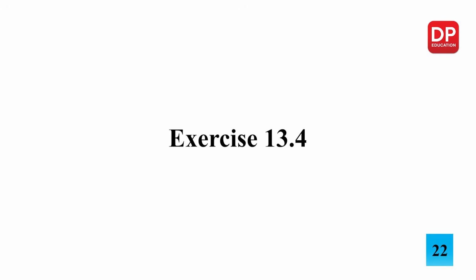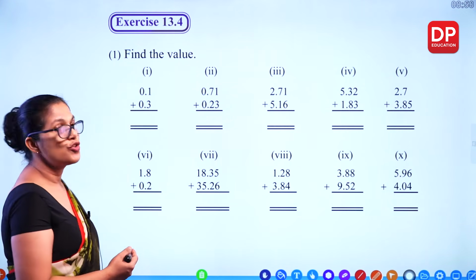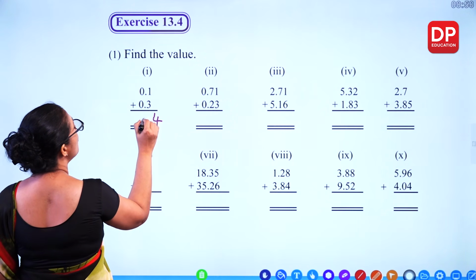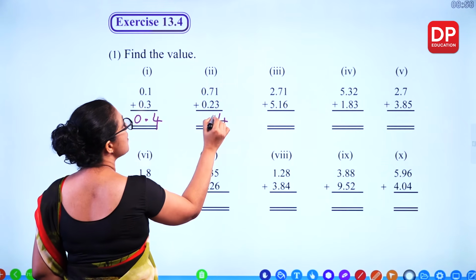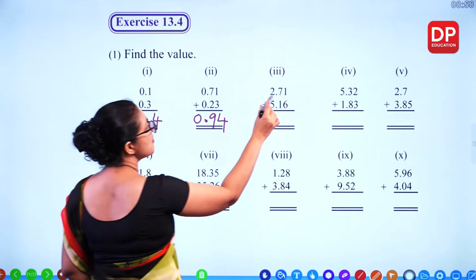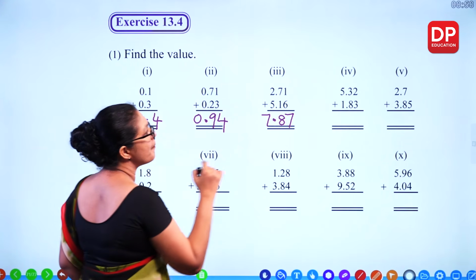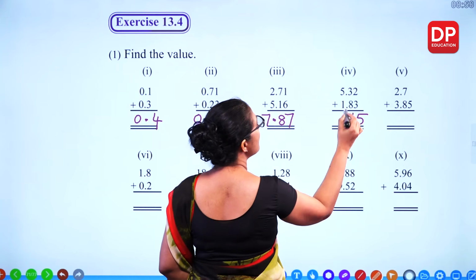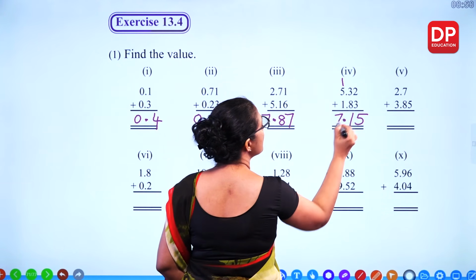Exercise 13.4. Find the value. Addition of decimal numbers. So what you do? Align the decimal point in a column. 3 plus 1, 4, 0 and 0, 0.4. 3 plus 1, 4, 7 plus 2, 9. And this is 0.94. 6 plus 1, 7, 7 plus 1, 8. 5 plus 2, 7. 3 plus 2, 5. 8 plus 3, 11. 1, you take it to this level.